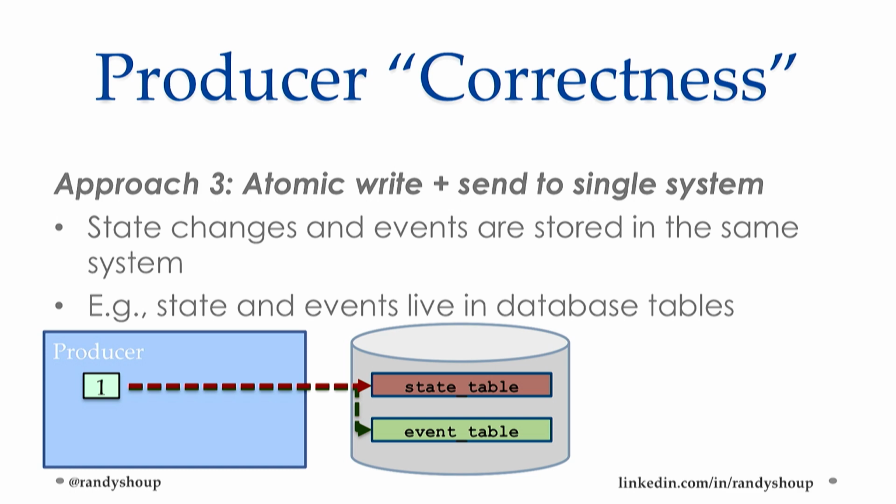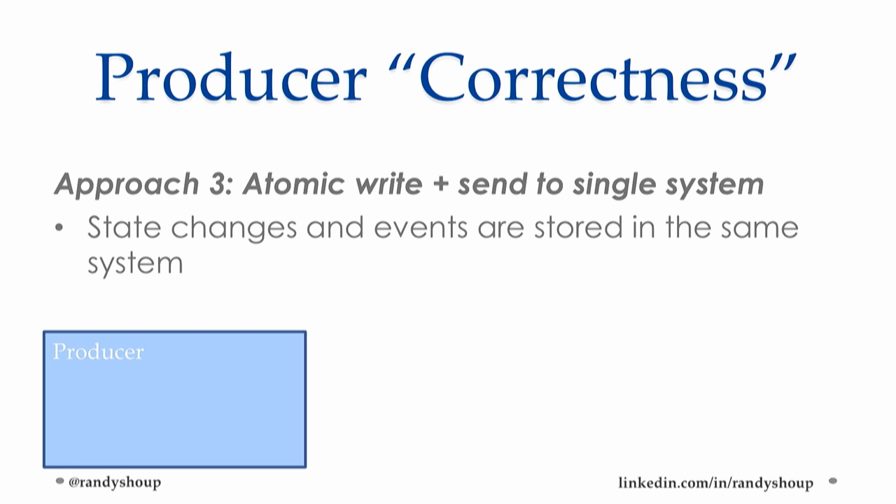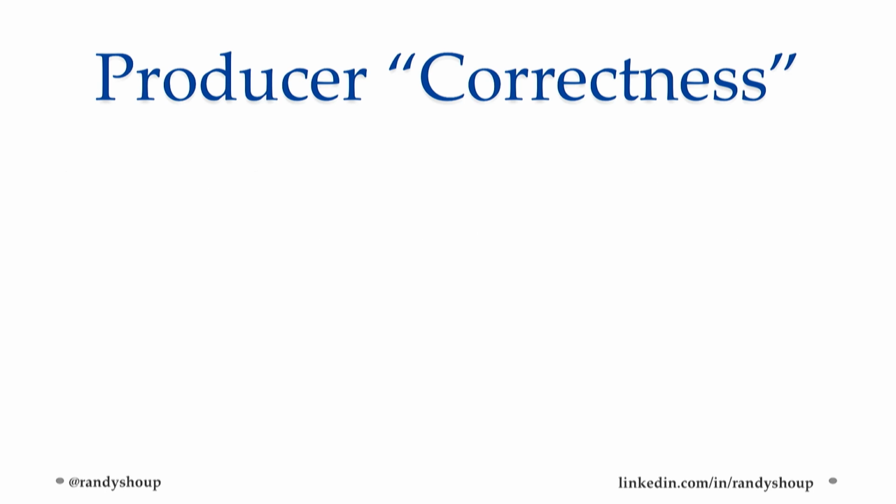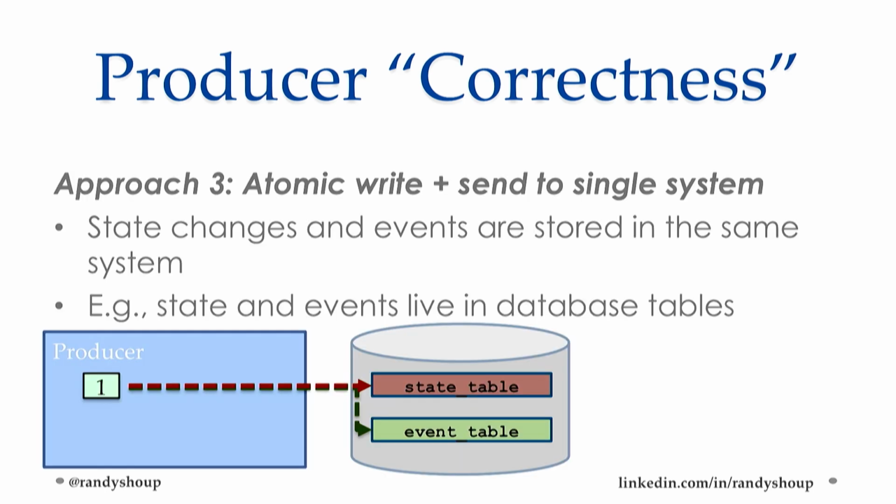So the producer produces the event that goes to the table that stores the state, and it also appends a new event to the end of the event table. And then what consumers do, sorry about that, is they read from the event table. Does it make sense? That's their bus.